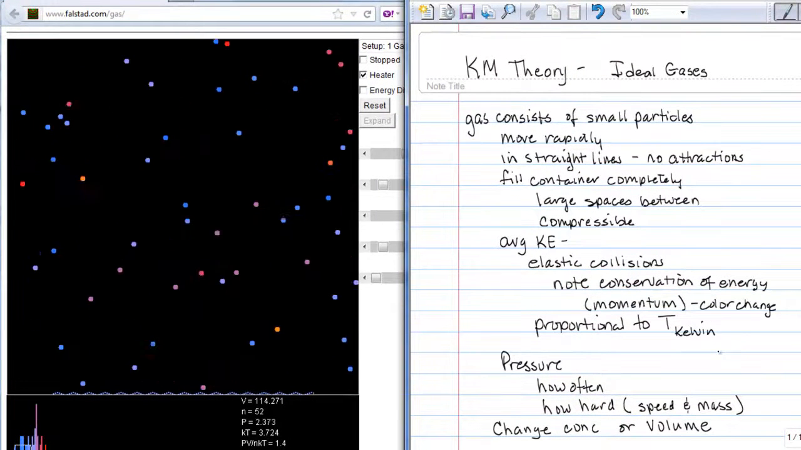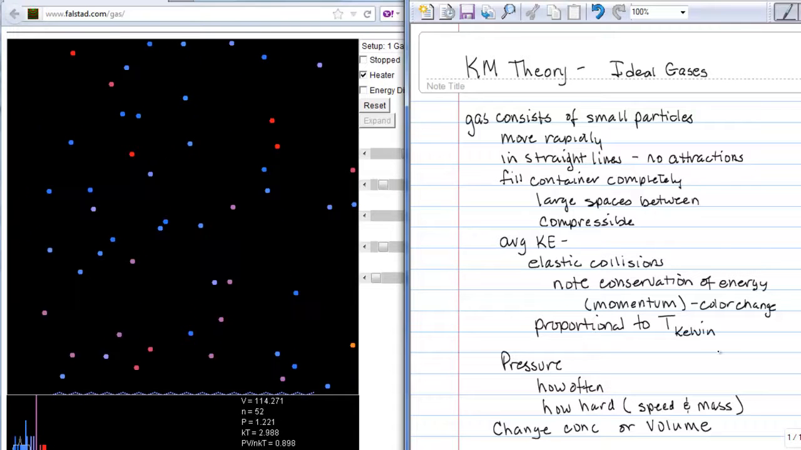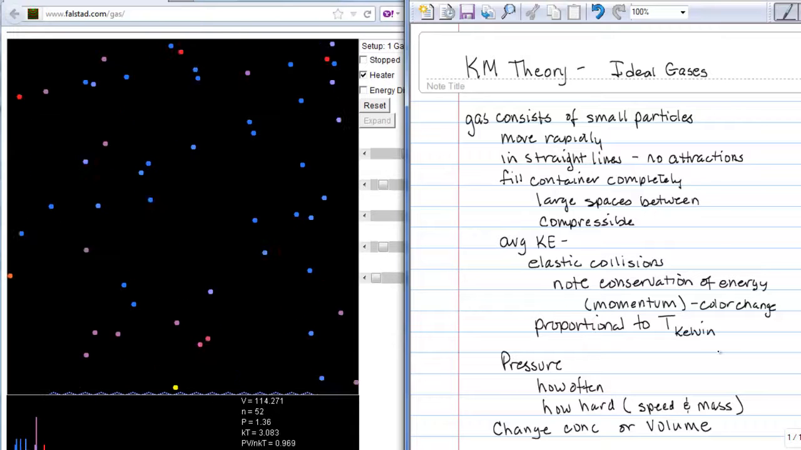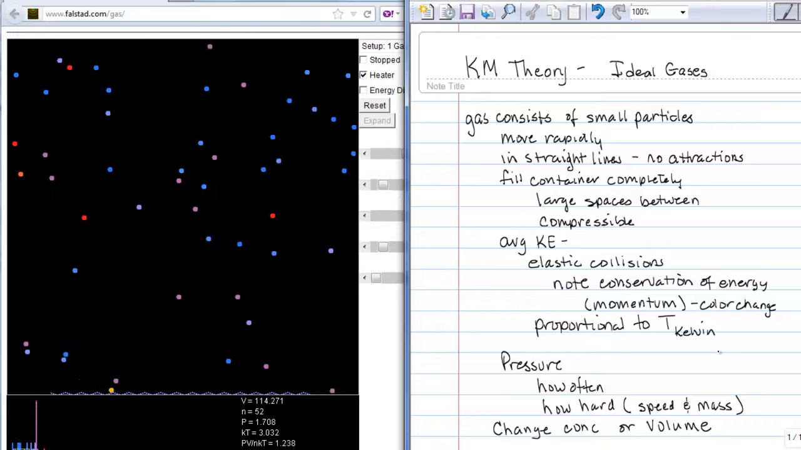Kinetic molecular theory. We're going to take a look at the kinetic molecular theory using the website that is available on Blackboard. I think when you download it and look at it, it will look better than it's going to look in my recording.